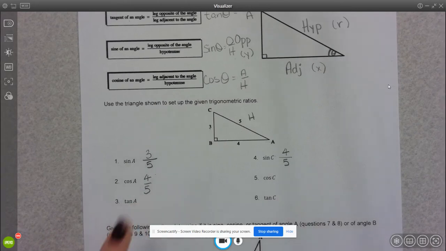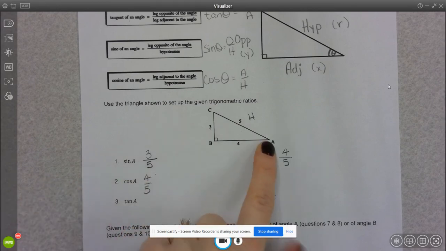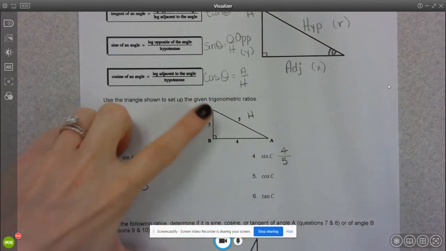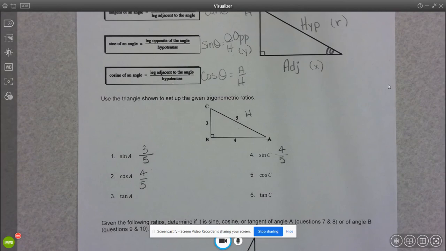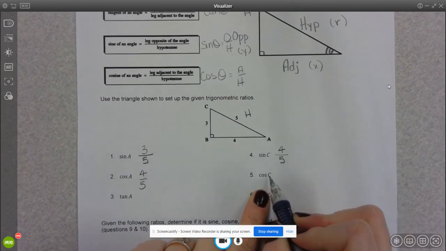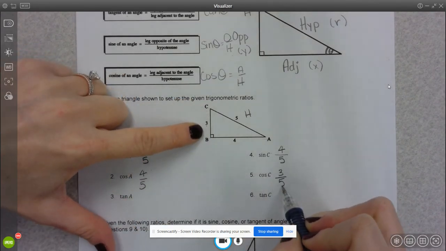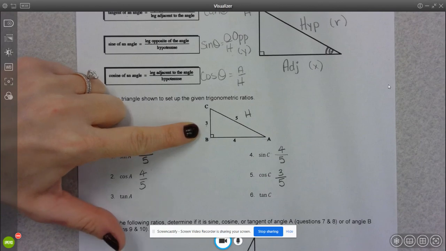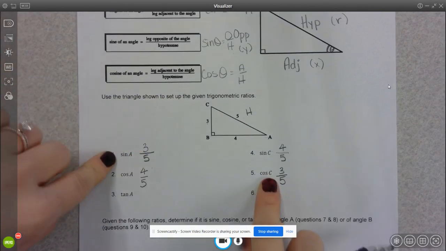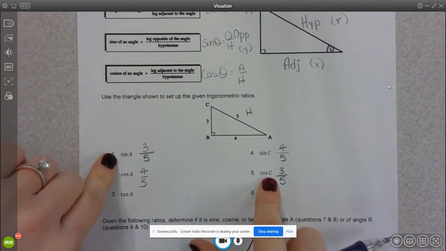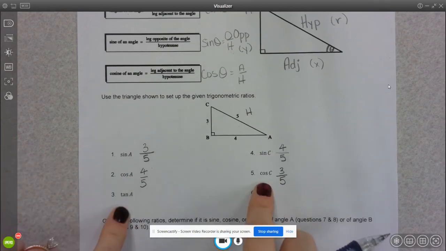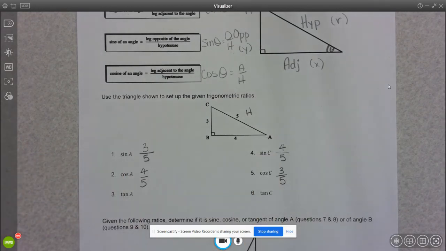So depending on what angle you're using, the sine of one angle is going to be the same as the cosine of the other angle because I'm using the same sides for these different relationships. So the cosine of C, adjacent here is now 3. So sine and cosine of A and C are the same, just opposites. It's cool. Come on, just go with it.